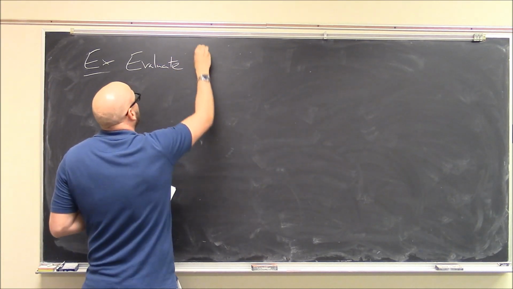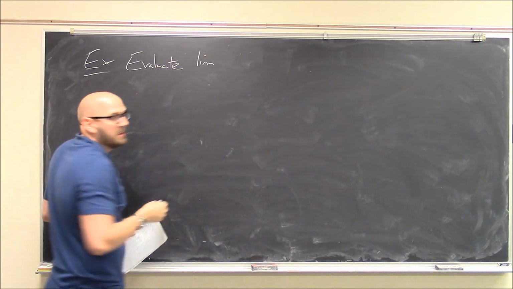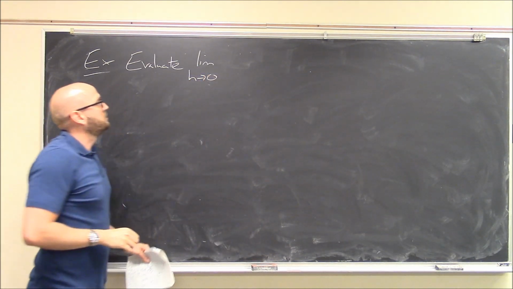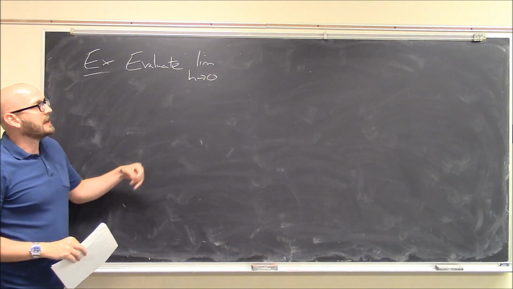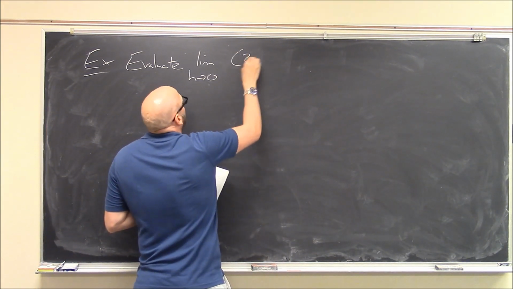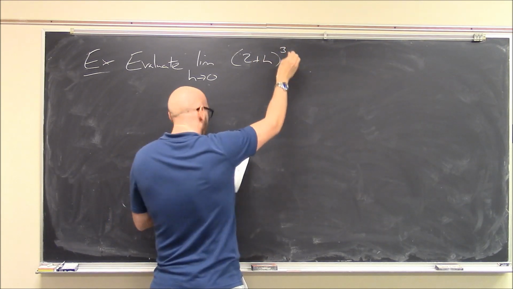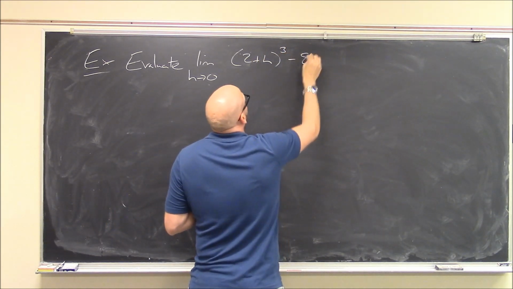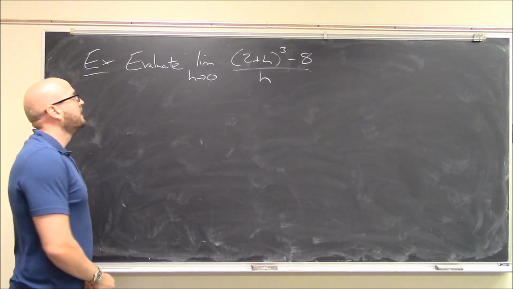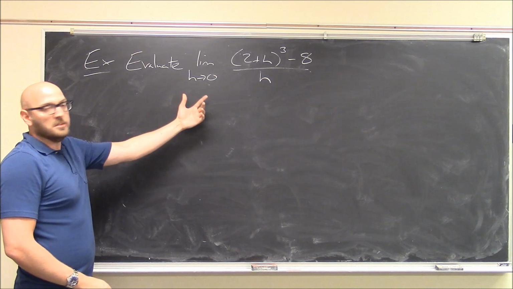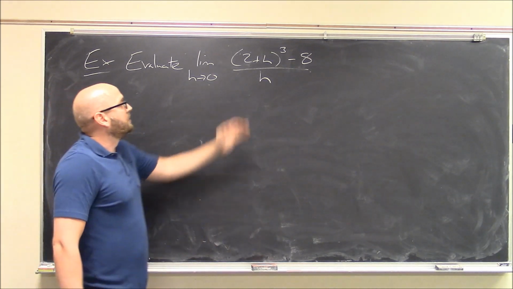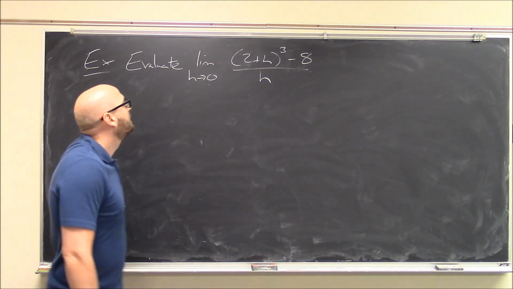So here's another one. I'm going to change up the notation a little bit. Instead of using x, I'm going to use h. As you go on to section 3.3, you'll see why this limit looks exactly like limits we do in section 3.3. Evaluate the limit as h goes to 0 of (2 plus h) cubed minus 8 over h. So once again, I cannot just plug in h equals 0. That causes division by 0. But what I'm hoping to do is maybe cancel out that factor somehow.